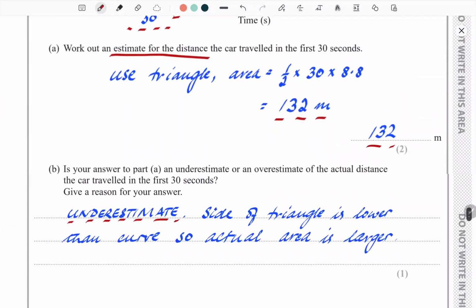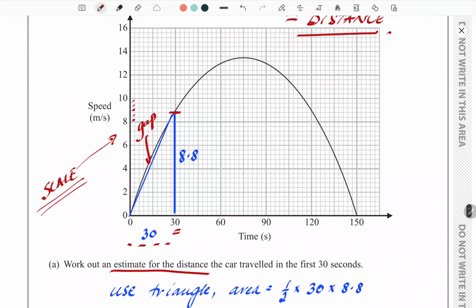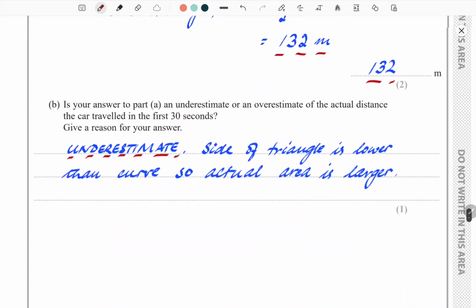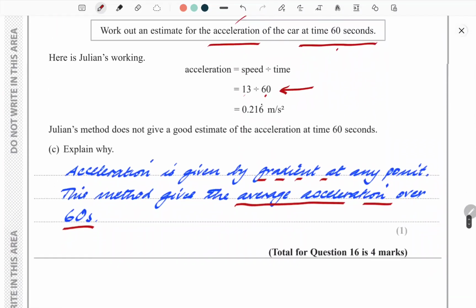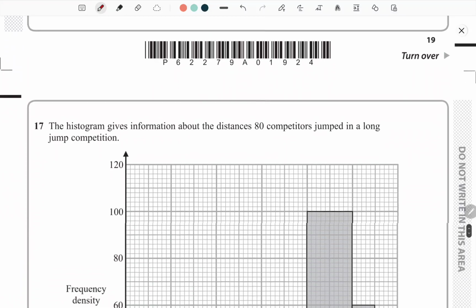I'm going to go back to the graph and just show you how you would do it in reality. At 60, you would probably work out some sort of estimate, like a tangent there, and then use that as a triangle, just roughly showing you, and work out the gradient. So the y difference and the x difference, and work out the gradient. That would be the acceleration at 60, not what he's done. Hopefully that makes sense. Right, question number 17.